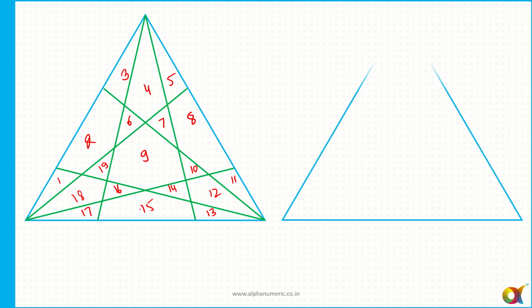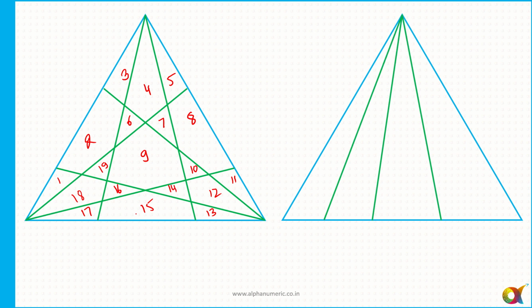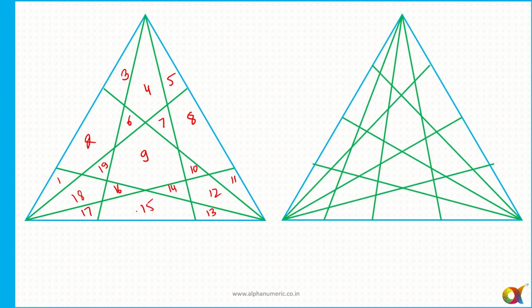Similarly, let's say there is a triangle. If instead of two lines, I draw three lines from each of the vertices such that no three lines intersect at one particular point, how many regions will be generated? Let's start counting. Let's say this is 1, 2, 3, 4, 5, 6.